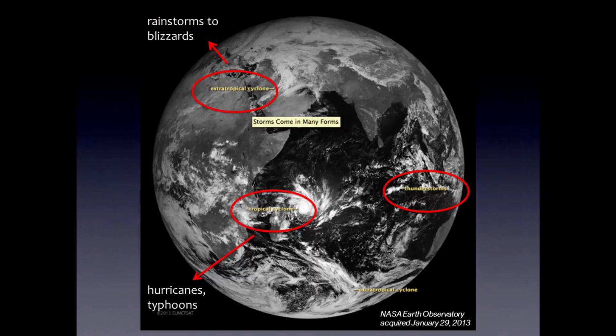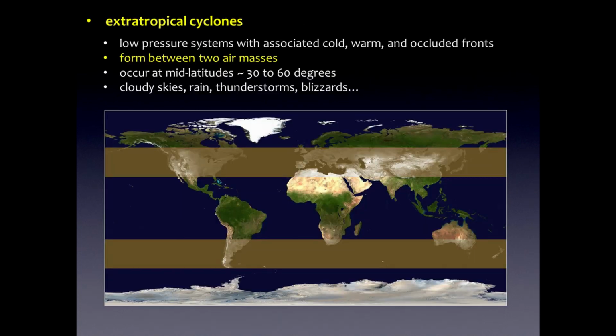Let's take a closer look now at two of these types of storms. Let's look at extratropical cyclones, and then let's look at tropical cyclones. And both have air masses involved in their formation. So extratropical cyclones, the big thing to remember about an extratropical cyclone is that it forms between two air masses.